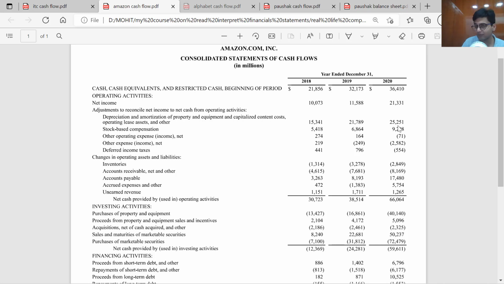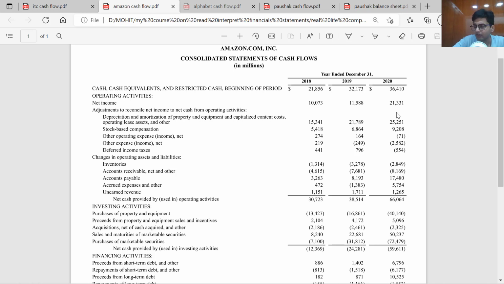Like I told you in the income statement, depreciation is a proxy for the repair and maintenance. It is not an actual expense. So this $25 billion actually increases our cash flow. So this has actually resulted in our $21 billion income, $20 billion income, being converted into $66 billion of pure cash flow from operating activities.